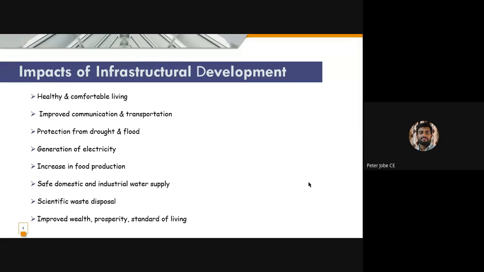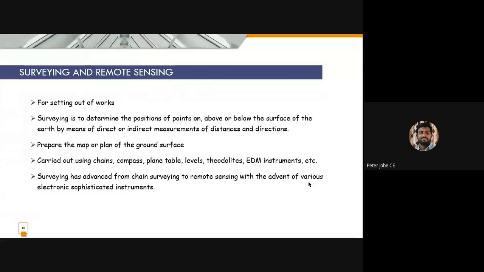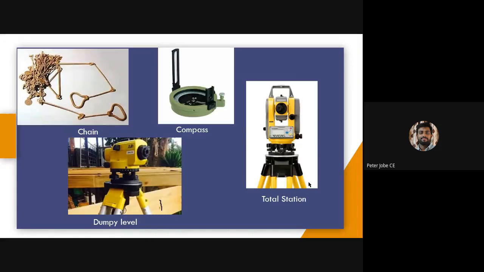So we have discussed the impacts of infrastructure development and the various disciplines of civil engineering. In this, the first discipline was surveying and remote sensing, where the basic objective is to survey a land. It might be a small piece of land, it might be a large piece of land. If you are surveying a small piece of land, the basic things we use are a chain or a compass, and there are new technologies which have come into use, like the total station, an electronic distance measurement device where we can electronically measure the distance between two points without moving around a lot.